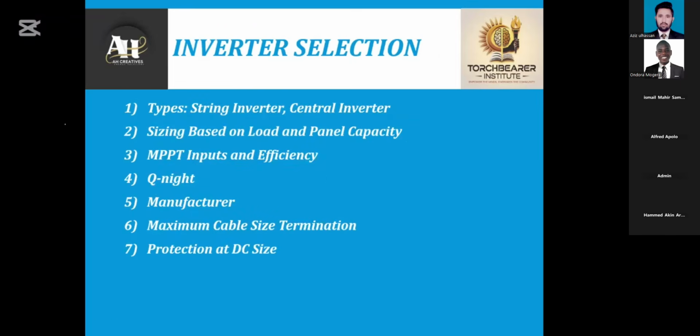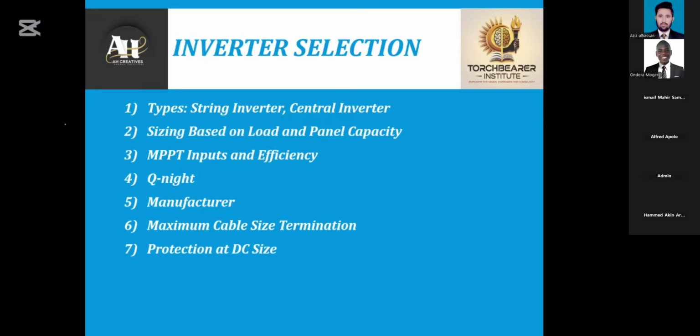So for inverter selection, you're supposed to consider, for example, the type of inverter. Is it off-grid or on-grid? Apart from that, you're going to consider is it a string inverter, central inverter, or micro inverter? So those are very important to consider during sizing and designing of a system.